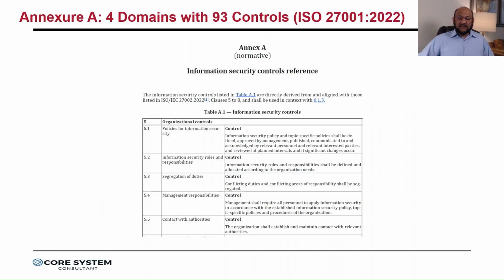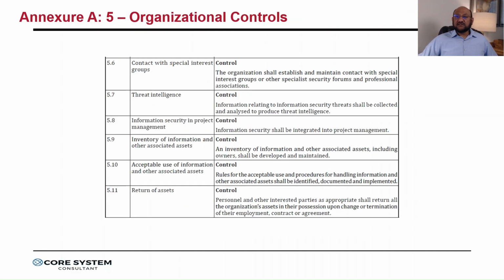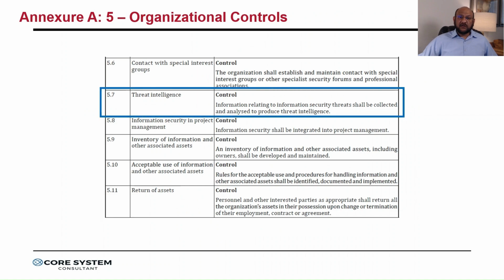So these are the controls which are defined as Annex A, and they are defined as organizational controls, and we call them A5, A5.1, A5.2. That's how we read them. Among that, the first control that I'd like you to focus on is threat intelligence. This is a very, very important control.